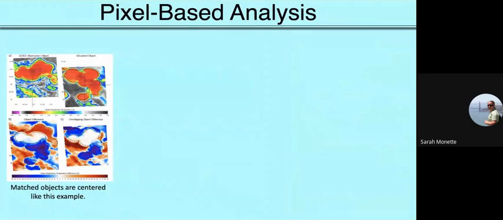So for our pixel-based analysis, like I said, we're going to center objects using an approach seen in this image here, where we have our two objects. If we overlay them like we do in figure B, there's displacement. So we're going to center them to what we see in figure C. Next slide.